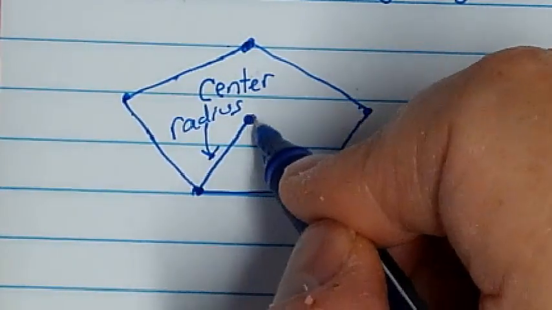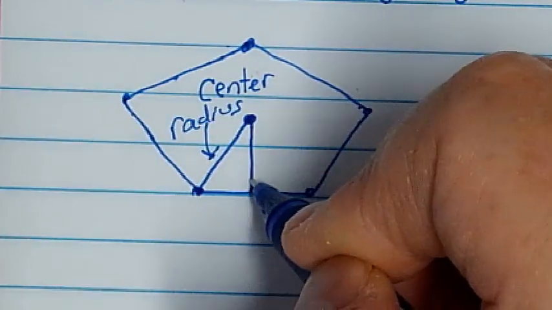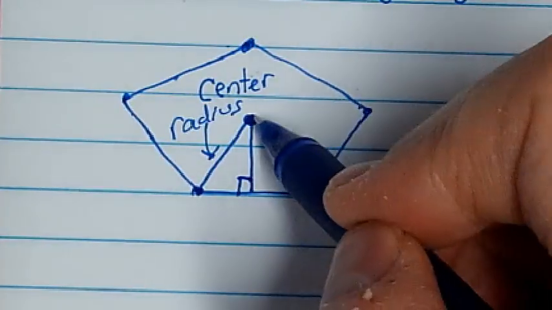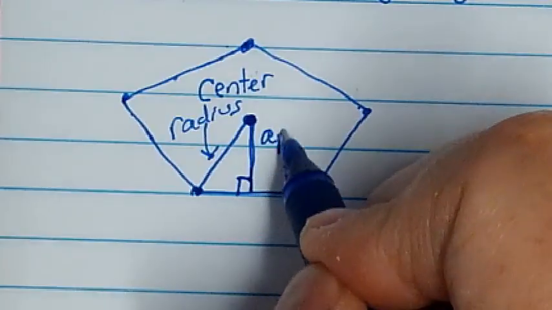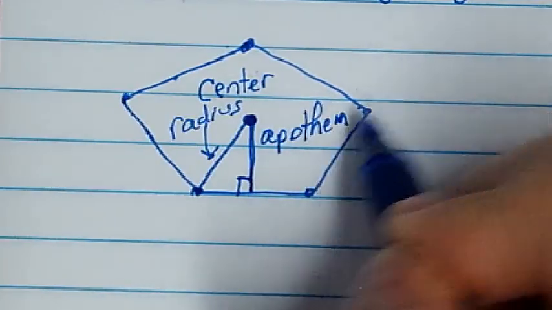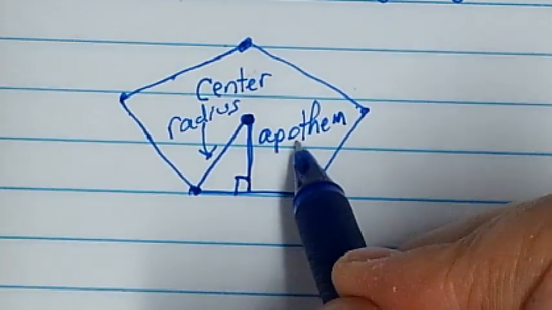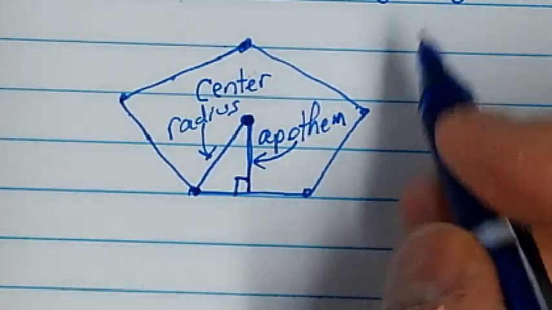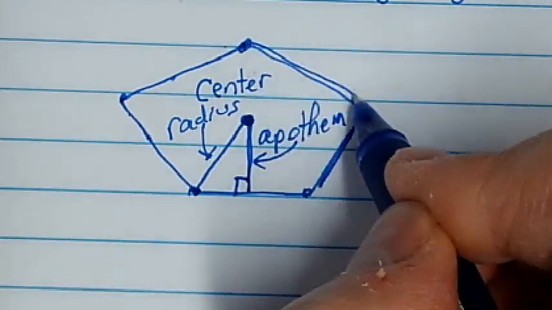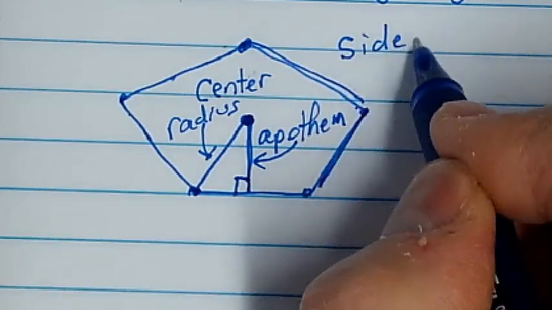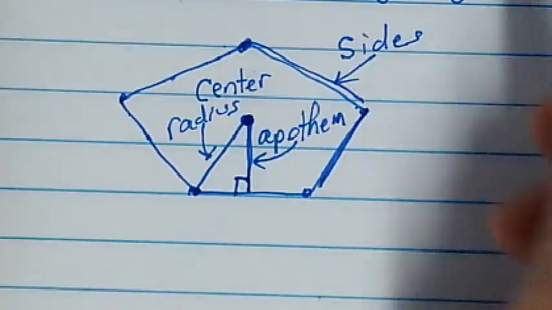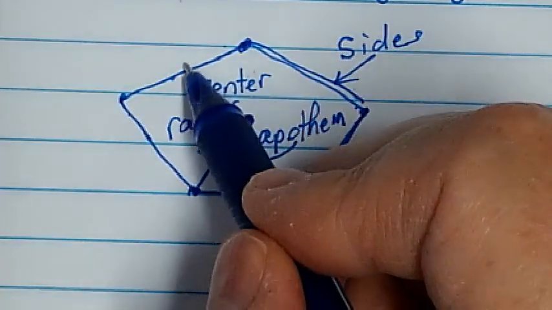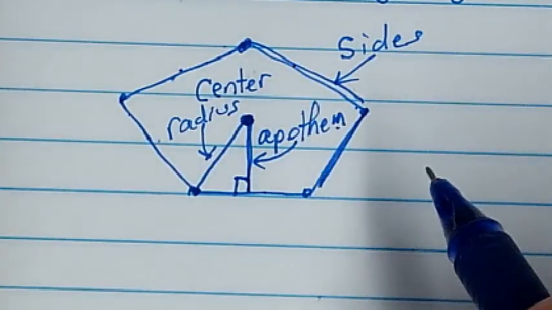If I drop a perpendicular down from the center to the side, if I make that perpendicular line segment from the center of the regular polygon to the side, that is called an apothem. That is the apothem. And then also, these right here, guess what these are? They're just called the sides of the polygon. Now, of course, this is a regular polygon, which means all 5 sides are congruent.